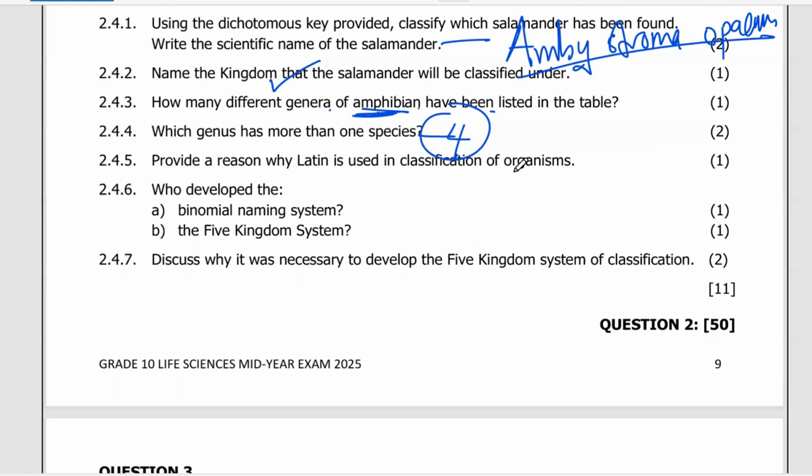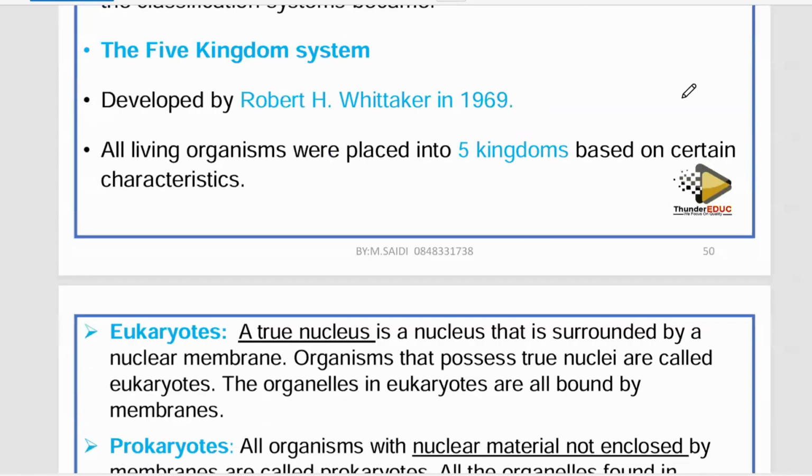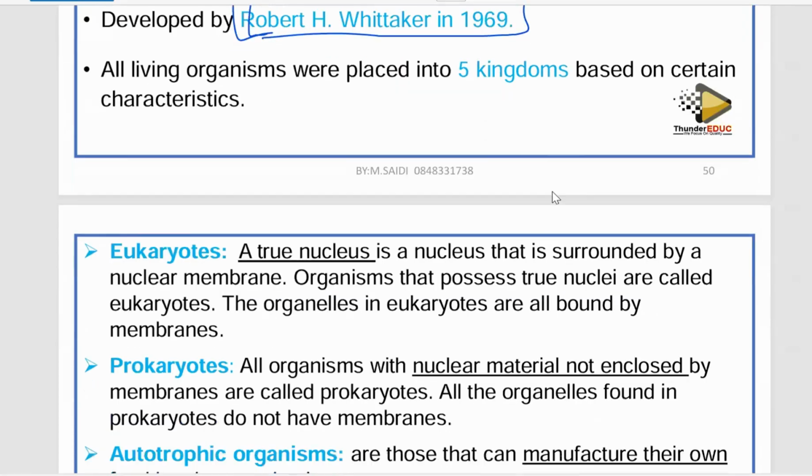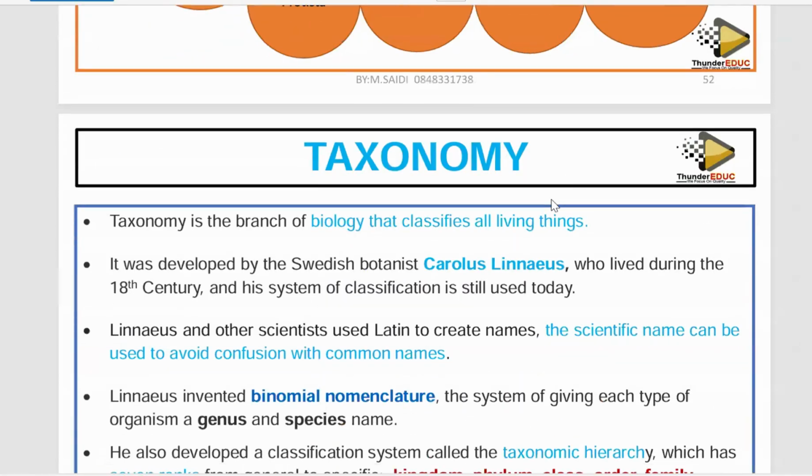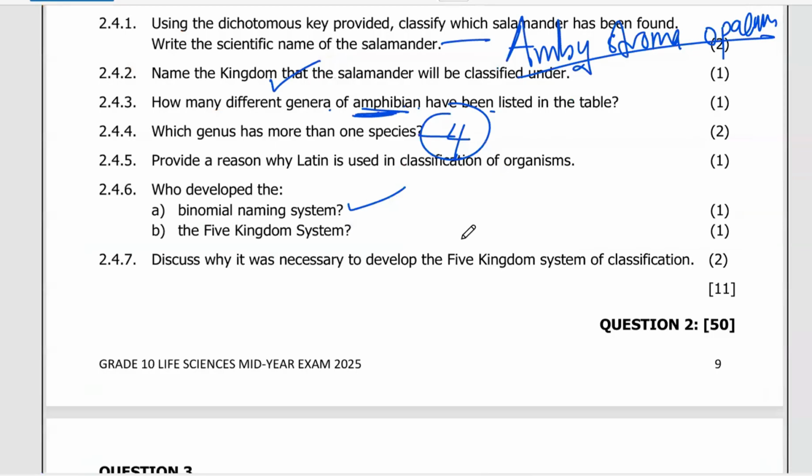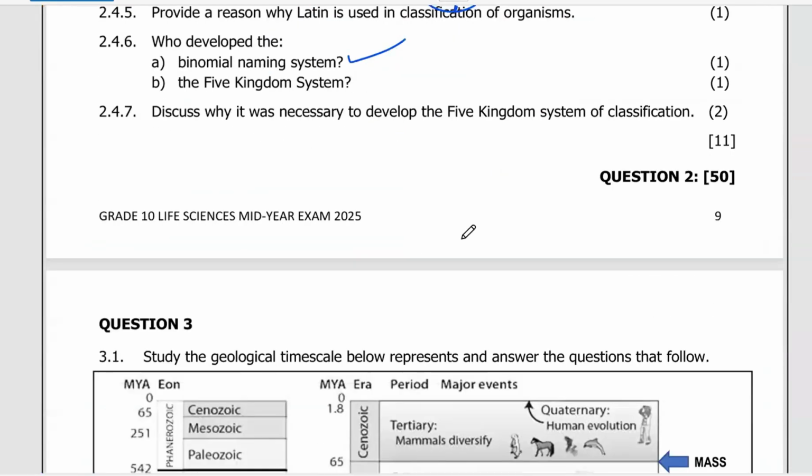Okay. They're saying, who discovered the binomial naming system? That is Linnaeus. And then who discovered the five kingdom? The five kingdom was discovered by Cook. Yes, we know it from our distinction material book, where we talked about those things, and I emphasized them before. So this is the five kingdom system, and that's the answer they want. And then Linnaeus is the one who talked about the taxonomy or the classification, the binomial. Discuss why it was necessary to develop the five kingdom system of classification.